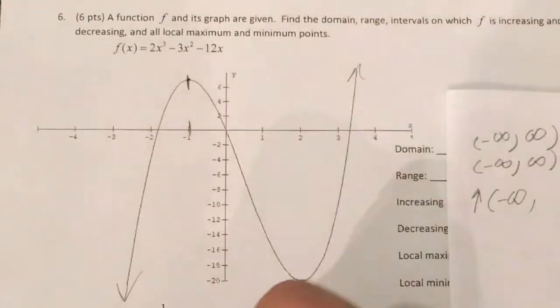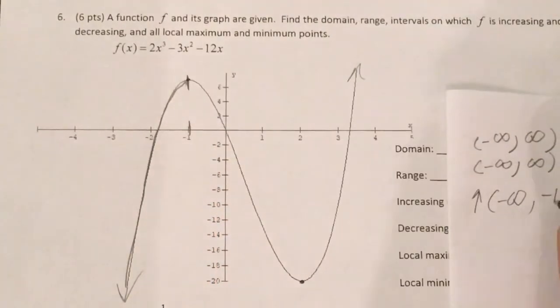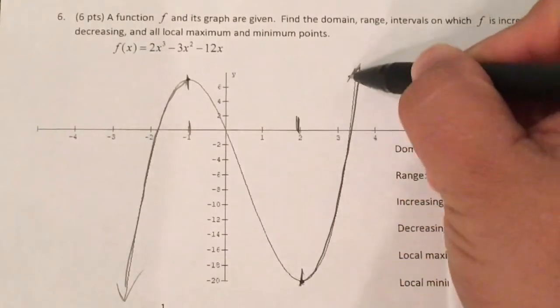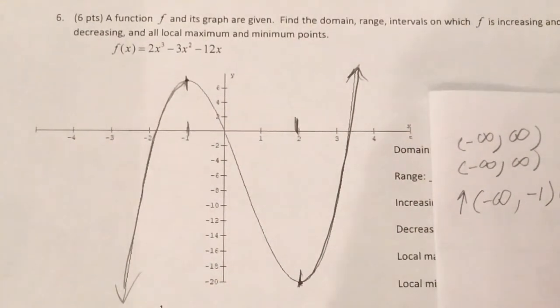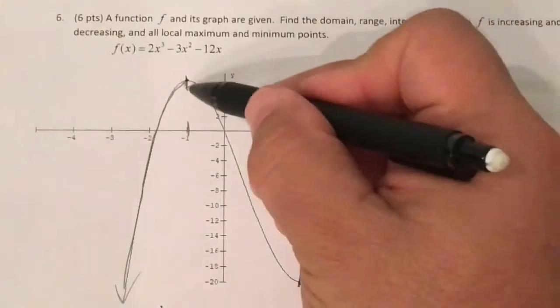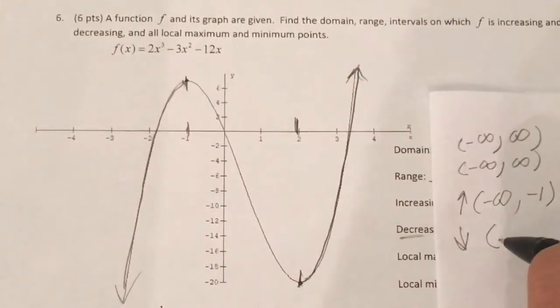You want to know the increasing interval, so it's increasing from negative infinity all the way up to this x value of negative 1. So it's going uphill all the way to negative 1. Then it starts to go uphill again at x value 2. At that x value 2, it starts to increase again, going from left to right. So that's going to be union 2, comma, infinity. Then the interval where it's decreasing: it's decreasing from negative 1 to 2. It's only decreasing on that one interval, from negative 1 to 2.